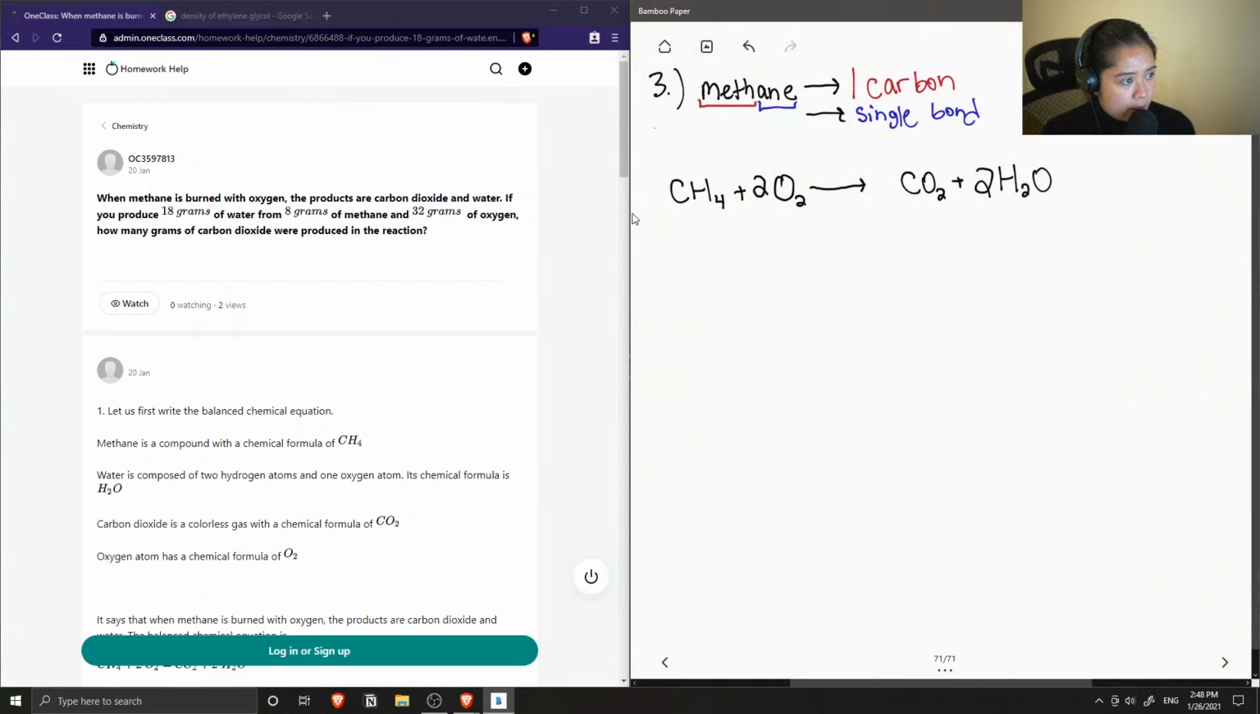And they give us the following grams of methane. So we started off with 8 grams of methane. And we have 32 grams of oxygen.